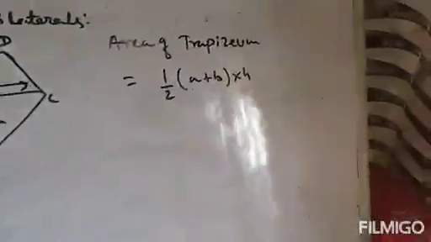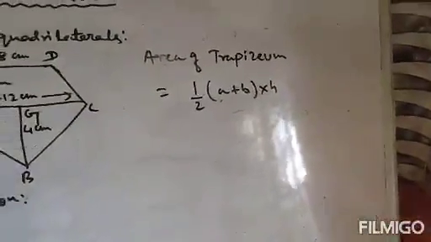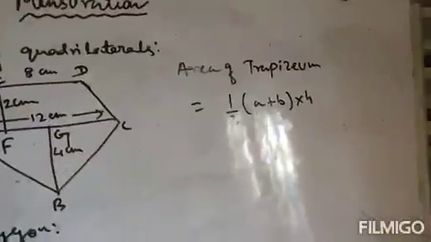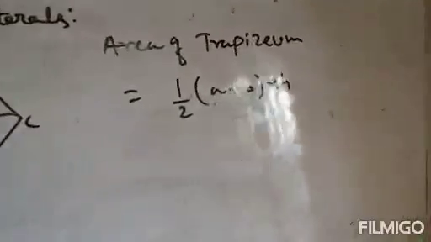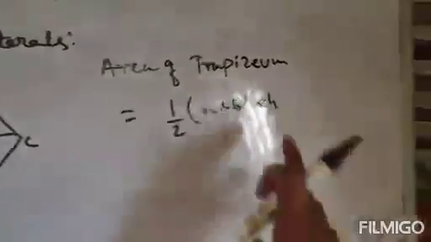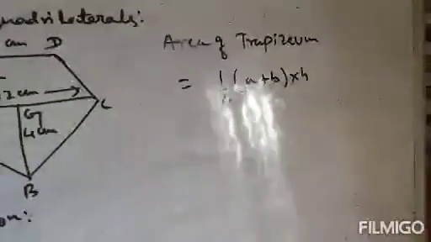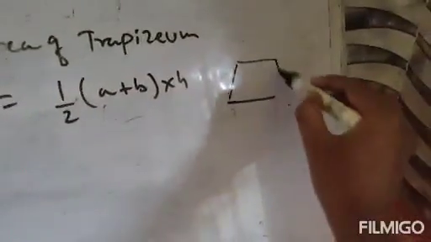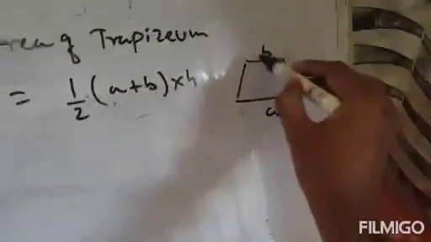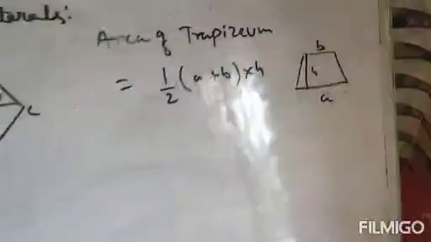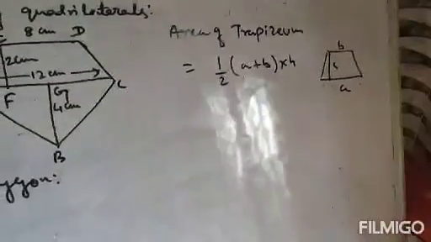If a and b are the two parallel sides, and h is the distance between them, or the height of the trapezium, then the area is given by 1 by 2 into the sum of parallel sides into height. The height is actually the distance between the two parallel sides. That was the diagram of the trapezium. Suppose this is a, this is b, the two parallel sides, and the height is h. That is the formula of the trapezium.